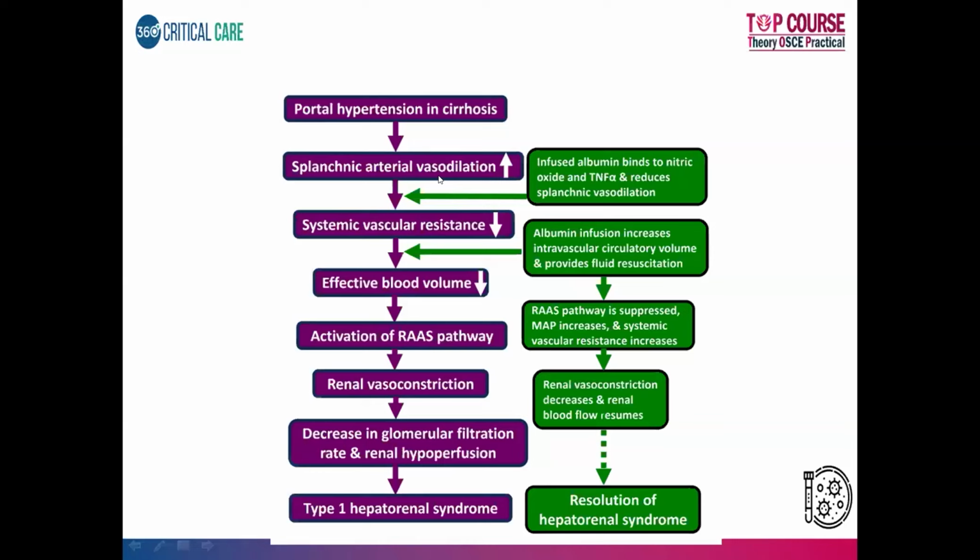Now, where does our albumin act in this pathway? It acts in 2 places. One, it binds to nitric oxide and TNF alpha, and it reduces the splanchnic vasodilation. This is the first mechanism where it acts. The second is here. It increases the intravascular circulatory volume and provides fluid resuscitation. So the effective blood volume will be increased by albumin. When this is increased, the further pathway will be blocked.